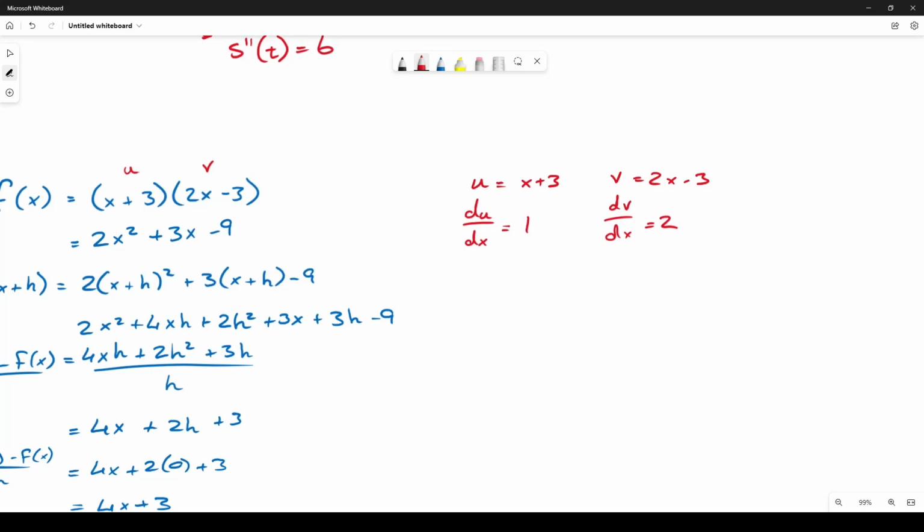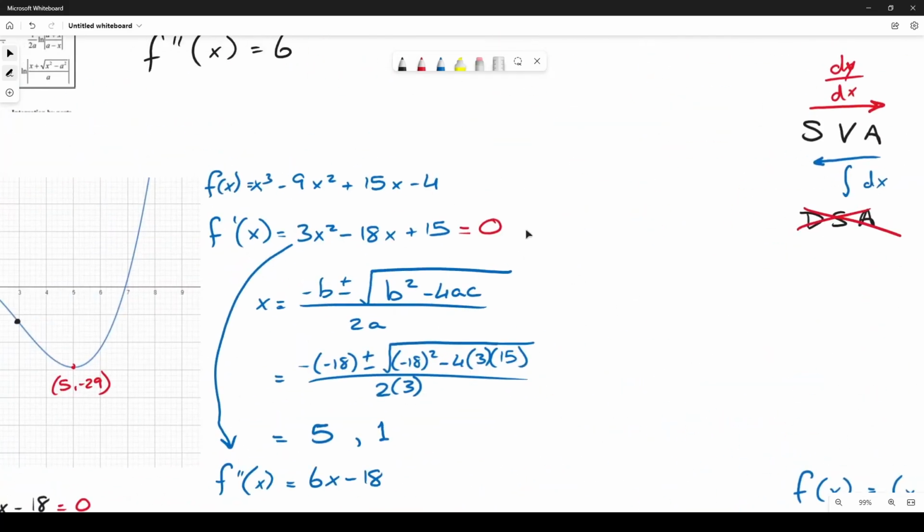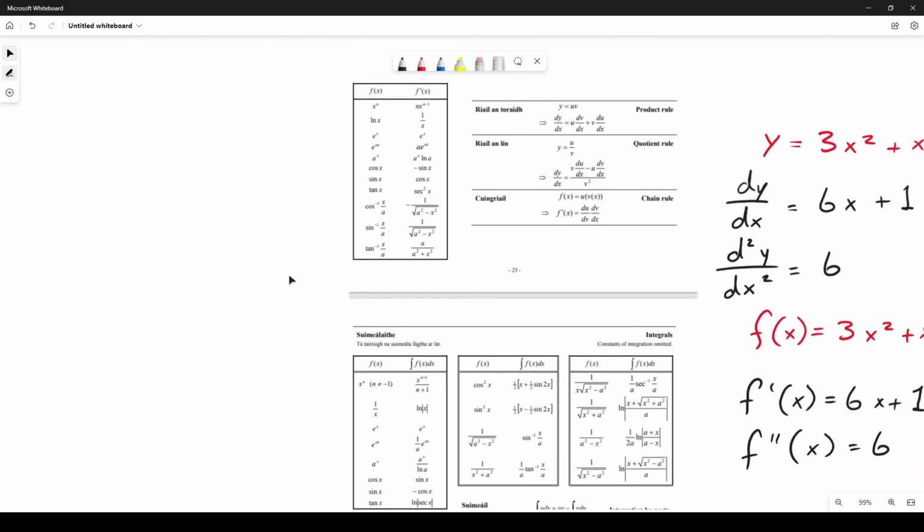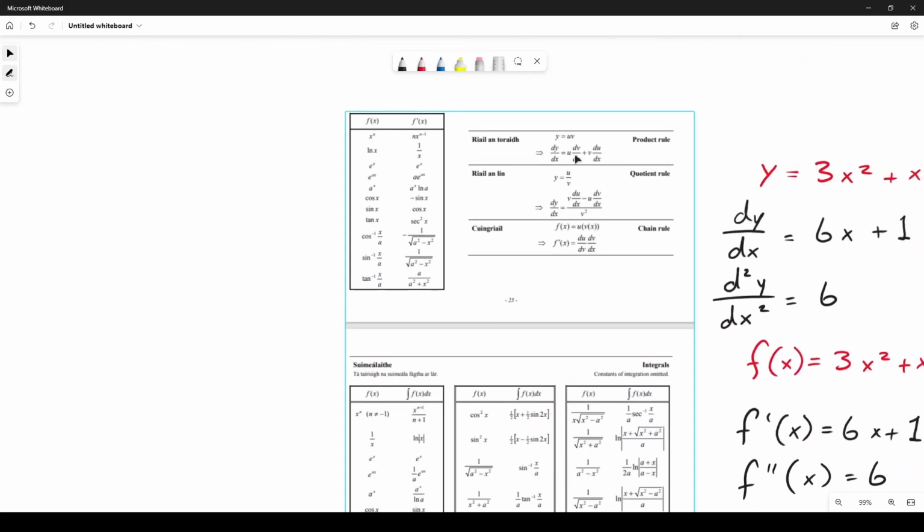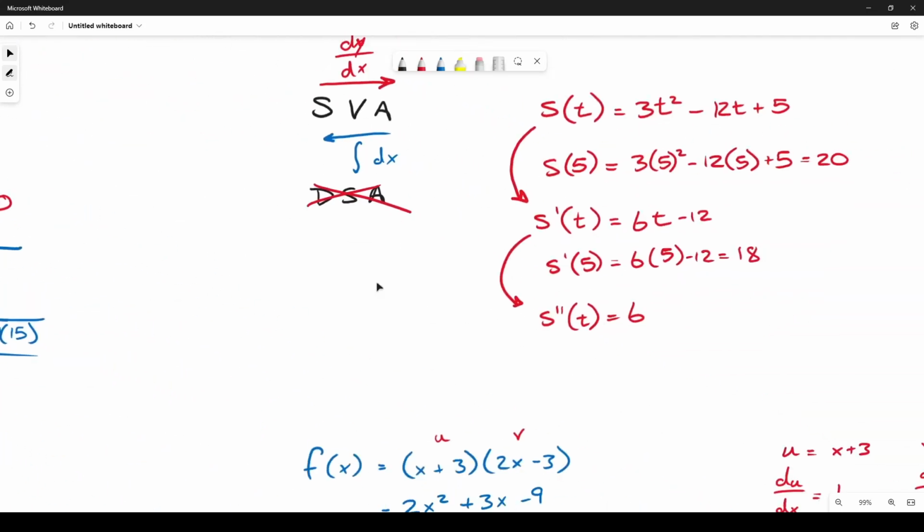It's probably not the most complicated one I could have picked, but then you sub into the formula. Basically the formula has 4 parts in it. It has the v, the du dx, and the u and the dv dx just being added together. Just fill in that formula.